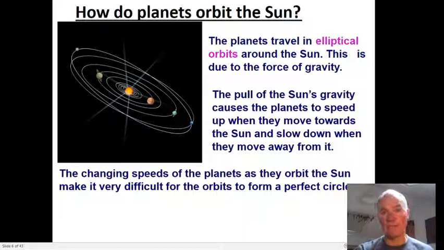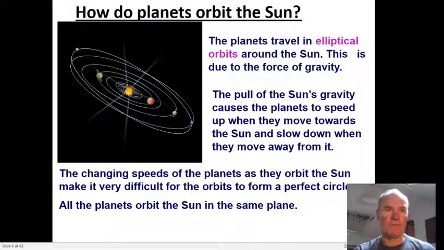Clearly, if these things are working in elliptical orbits, they're not a constant radius away from the Sun, and therefore at some stage they will be relatively moving towards, and at some stage they will be relatively moving away from the Sun. And the changing speeds of the planets as they orbit the Sun make it difficult for the orbits to form a perfect circle, hence the elliptical orbits as well.